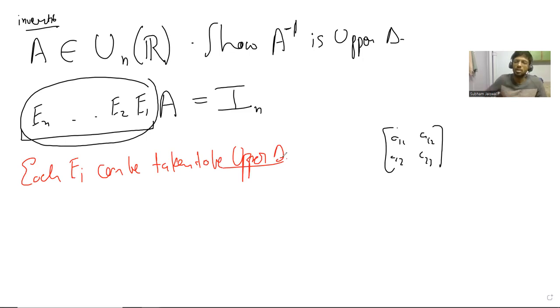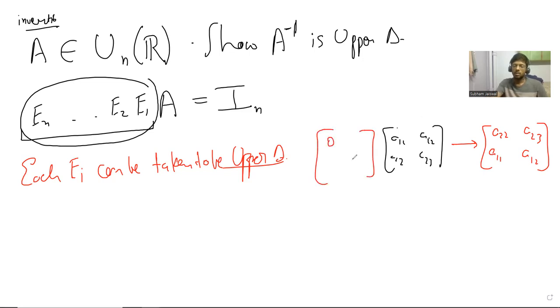Which means that the row operations that you do all have to be such that you don't involve lower triangular matrices which are not upper triangular. What do I mean? If you have this matrix and you want to swap the rows to go to this matrix, for this you will need to multiply this by this. This is not upper triangular, so you would want to avoid such operations. You don't want to swap.